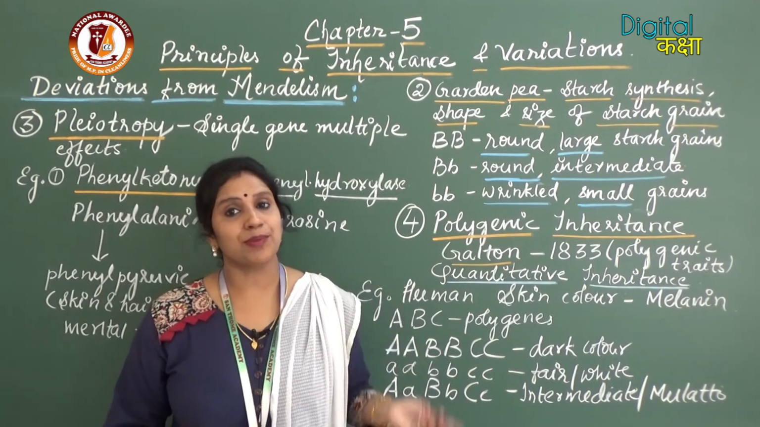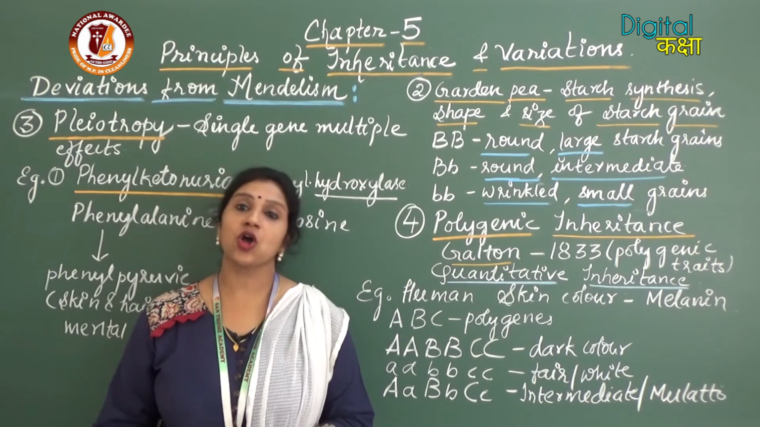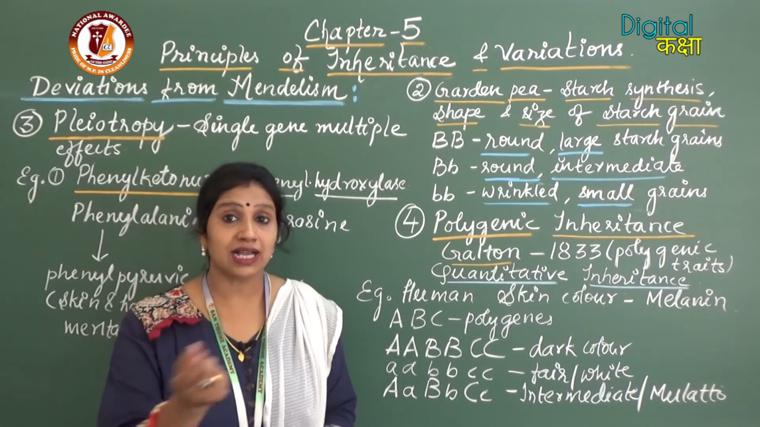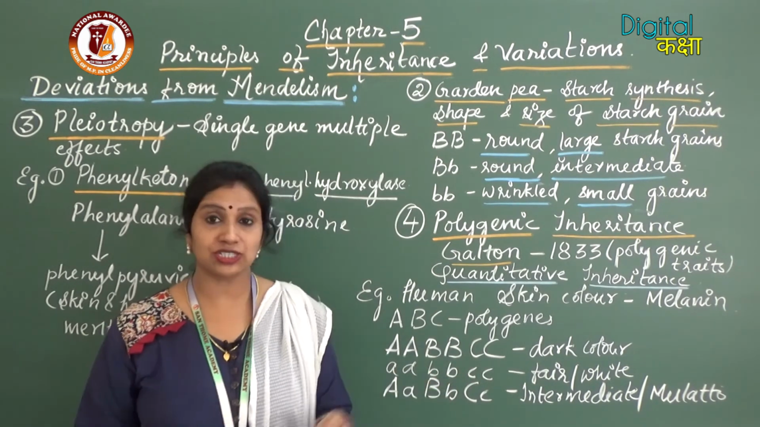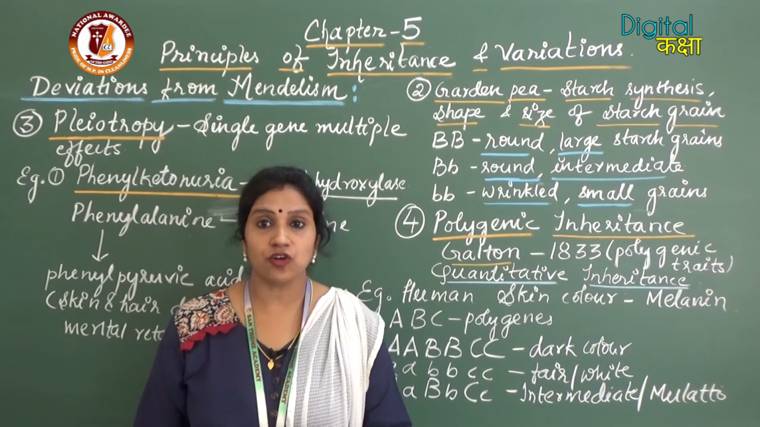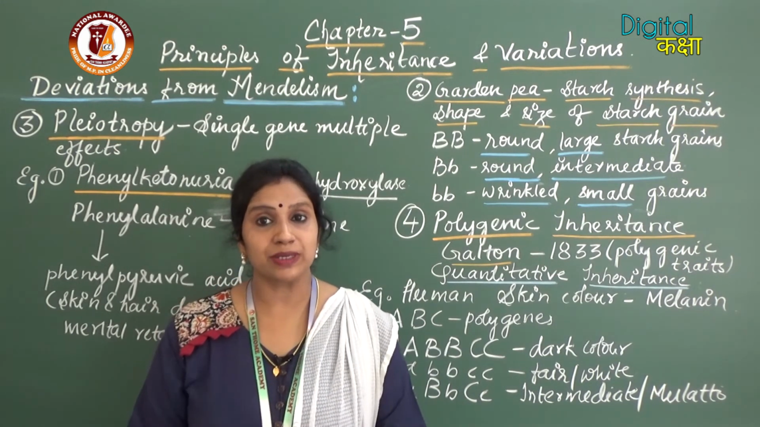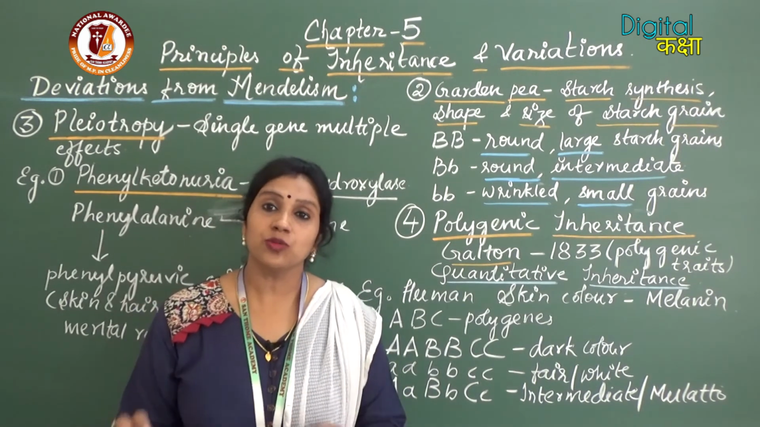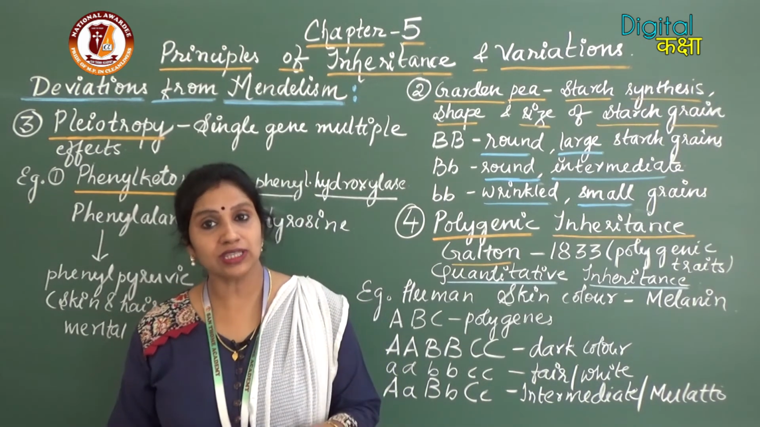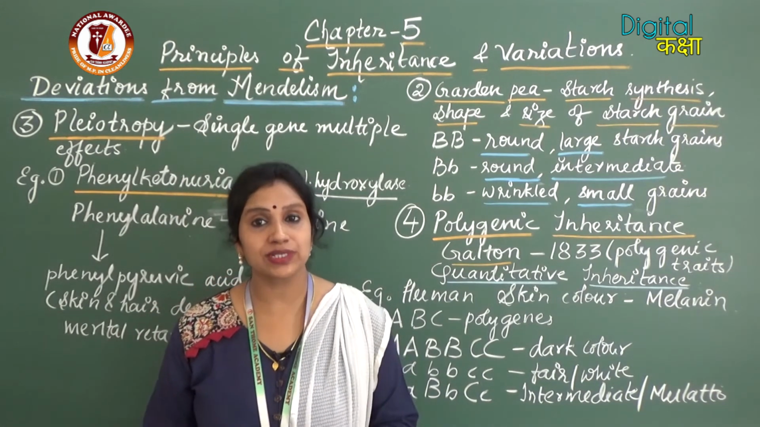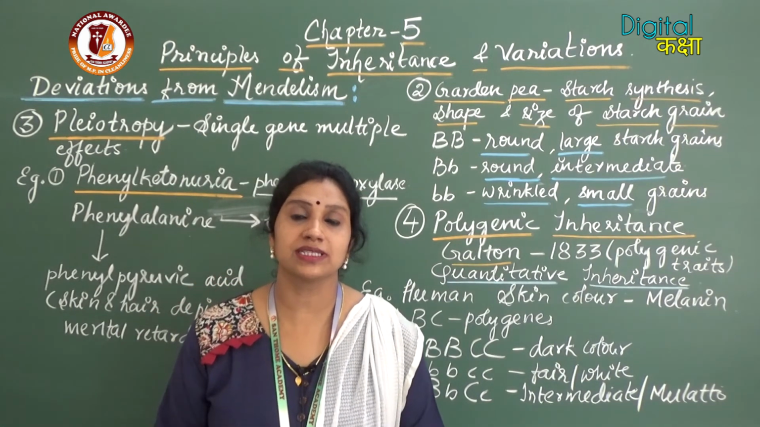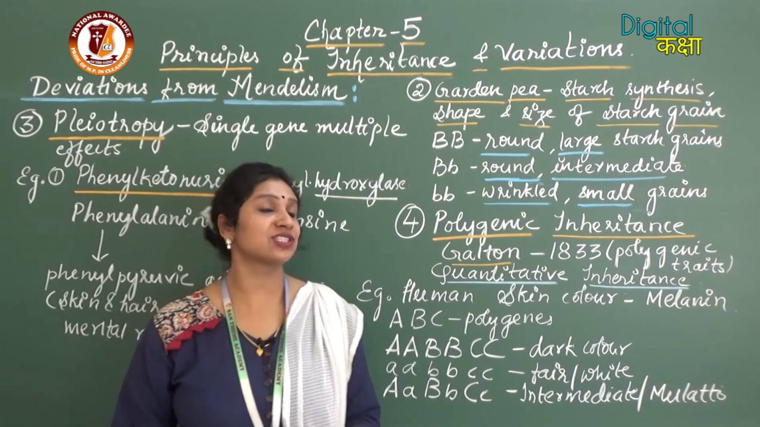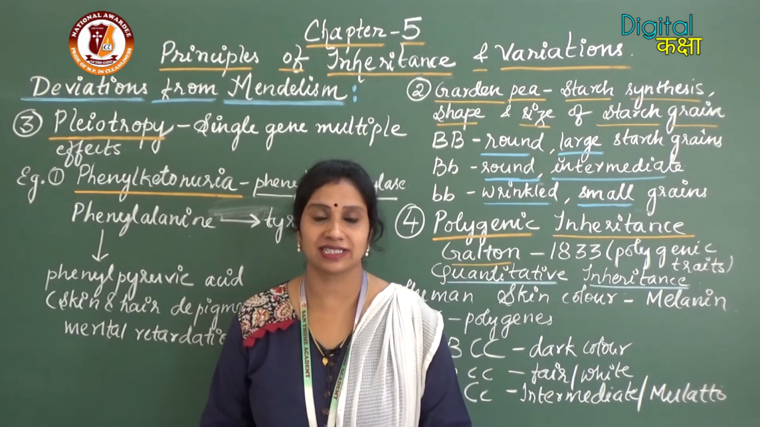So this was about polygenic inheritance or quantitative inheritance. As we have seen in this example, the color of the person depends upon the quantity of genes. The more homozygous dominant genes, the more melanin pigment will be produced. The fewer the homozygous dominant genes and the more the homozygous recessive genes, the fairer the person will be. So this is the example of polygenic inheritance or quantitative inheritance.